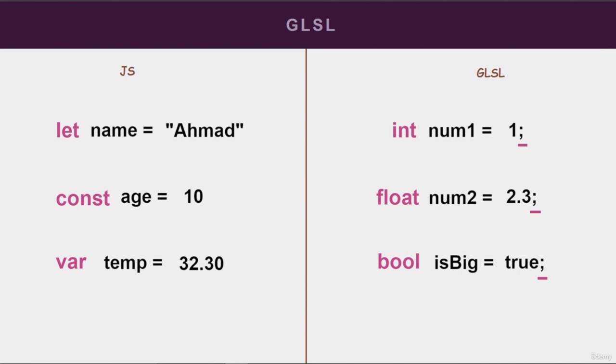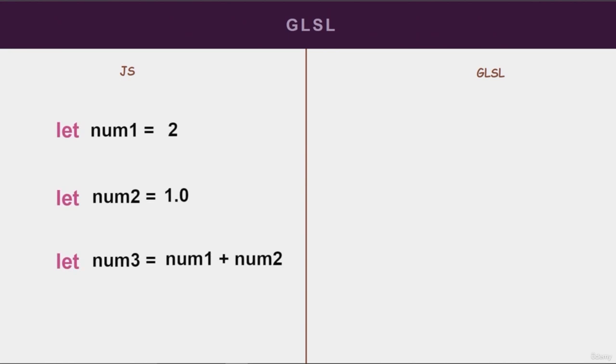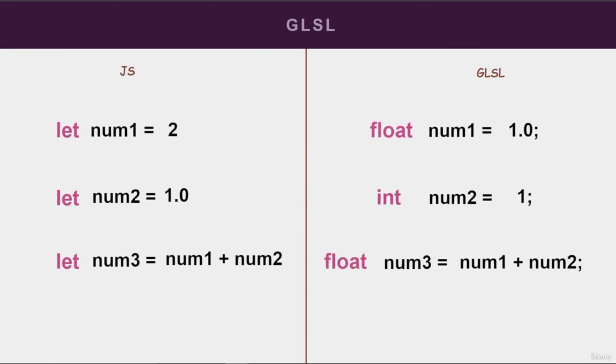So the first thing you have to do when you encounter an error inside the console is to make sure that at the end of each line, you didn't forget to write the semicolon. We can use mathematical operations in both languages, such as addition, subtraction, multiplication, and division. But in the GLSL, the variable types must be the same.